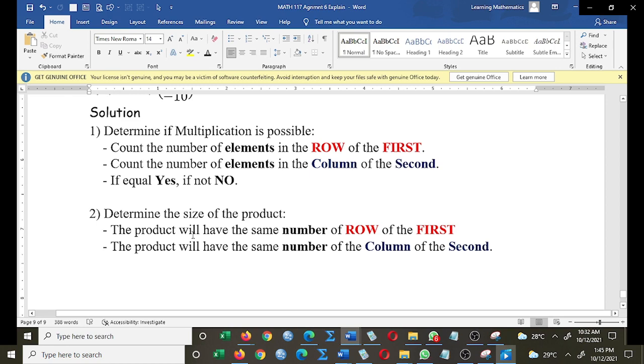So now the product will have the same number. Now we're talking about number. Now you can count the rows and the columns. So when you're talking about the size of the product, then you want to count the number of rows of the first and the number of columns of the second.